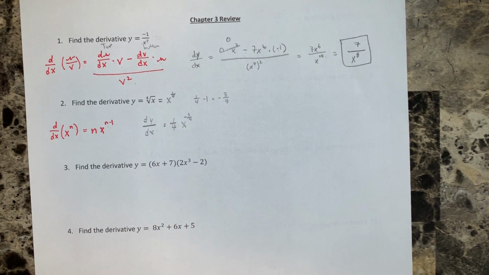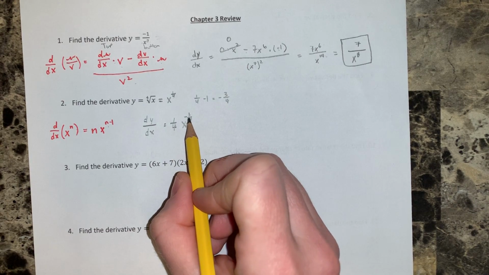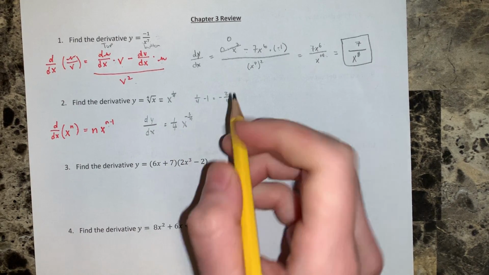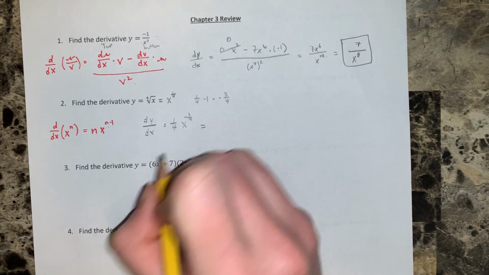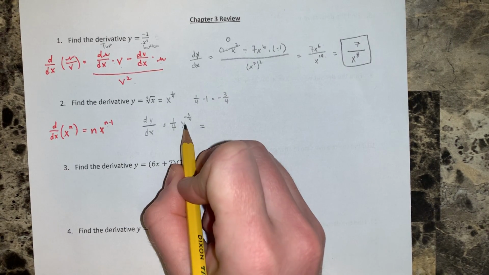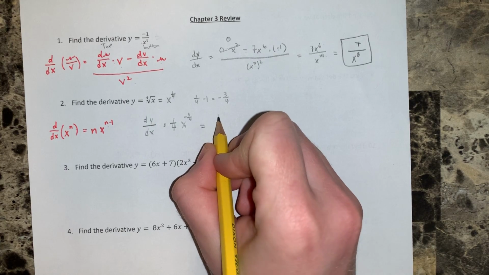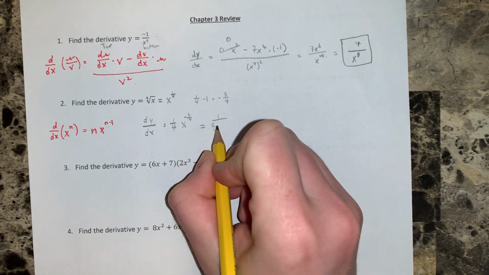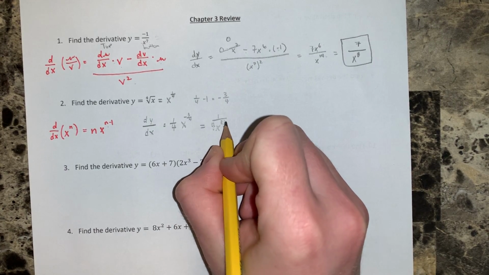When we have a negative exponent, that means we're going to have a fraction. So this is going to turn into a fraction: 1 over 4x to the 3 over 4.